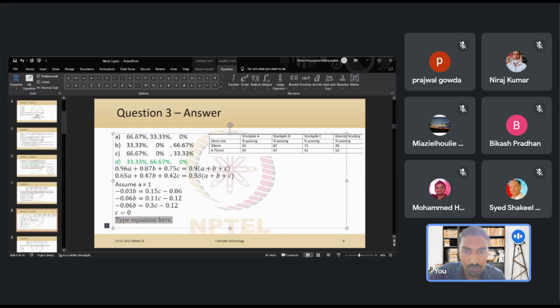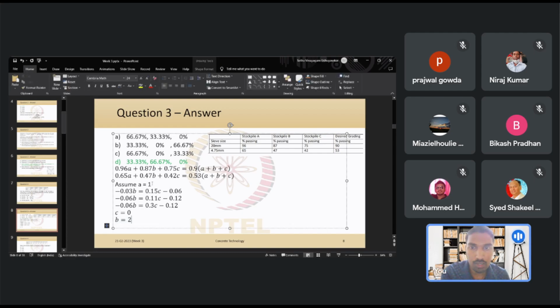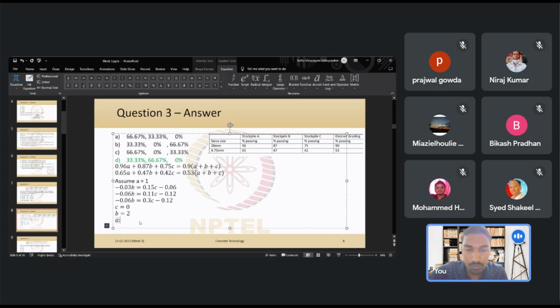So if you substitute C equal to 0 in one of the equations, you will see minus 0.06B equal to minus 0.12, so that means B has to be 2. Okay, so now we know all three values. We have A equal to 1, C equal to 0, and B equal to 2, right? So what we wanted was to find the proportions, right? So A is to B is to C is nothing but 1 is to 2 is to 0.